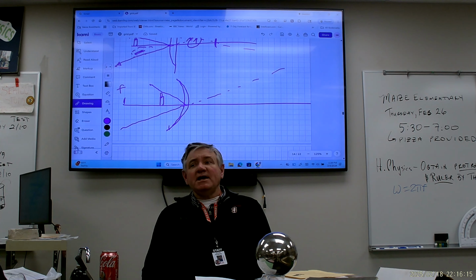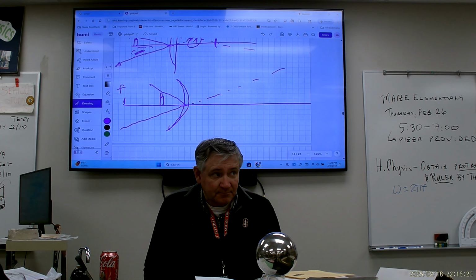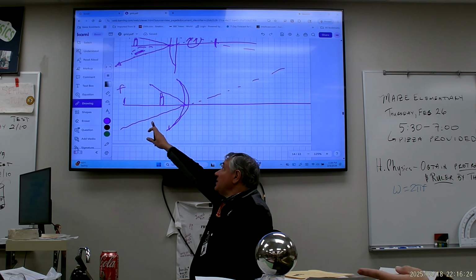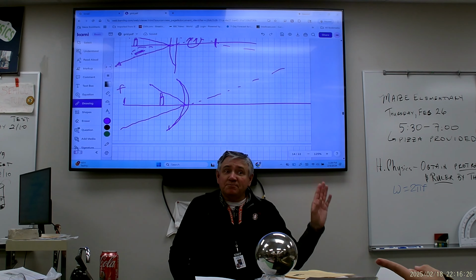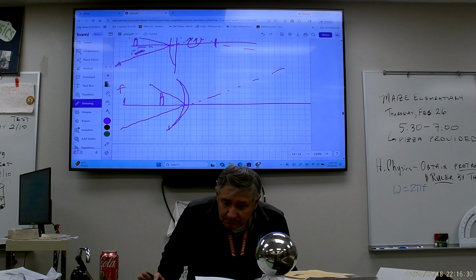So again, what are your only two options? Where can it appear? The right or the left? Or the bottom left, upper right. Only two places it can be. That's it.